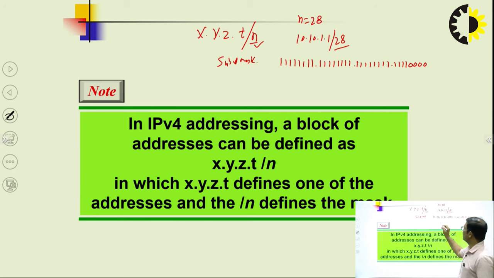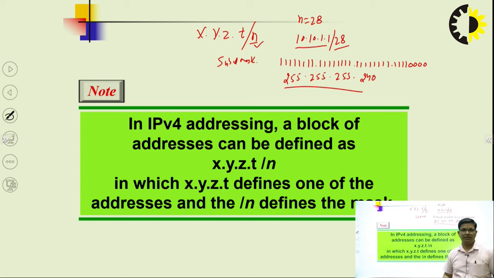So what will be the subnet mask? 255.255.255, and the last block is not 255. When you convert the binary, it becomes 240. So this is the subnet mask. While this IP address belongs to class A, the subnet mask is this. This happens. So by this, we can define the subnet mask.